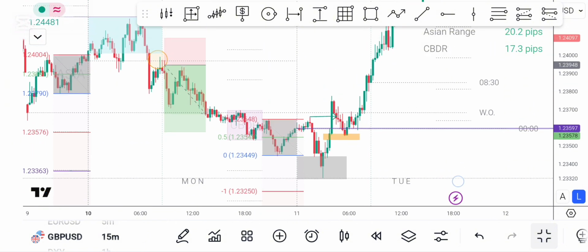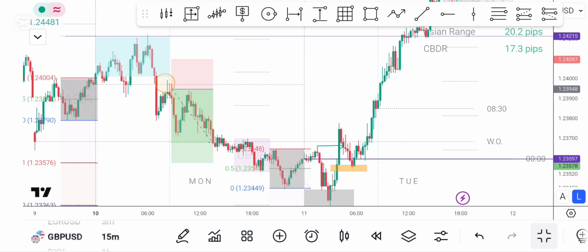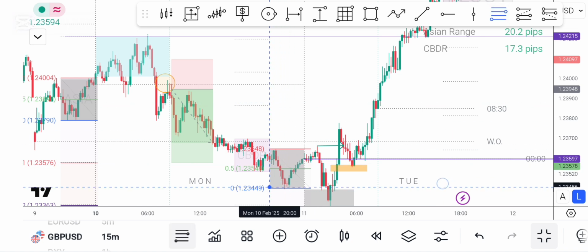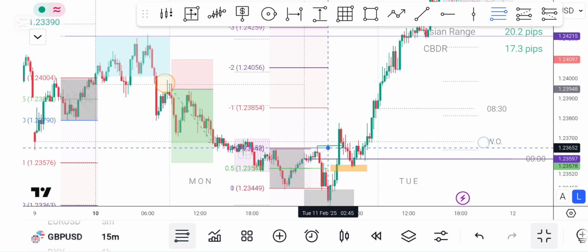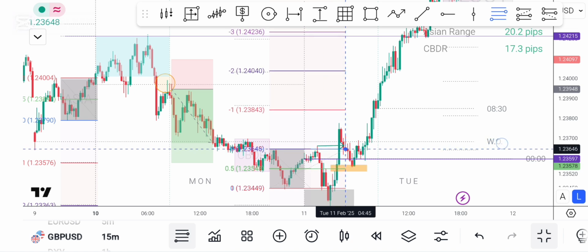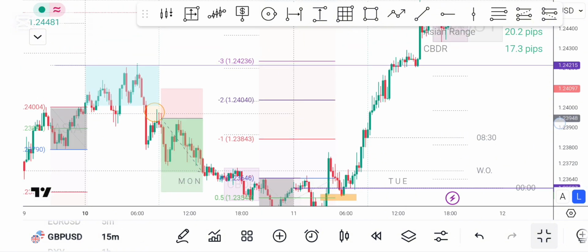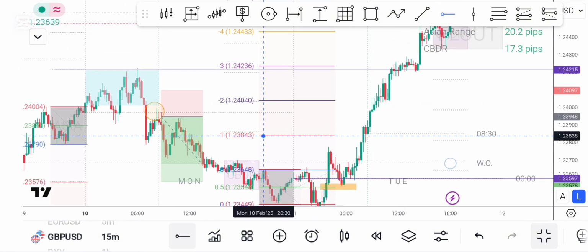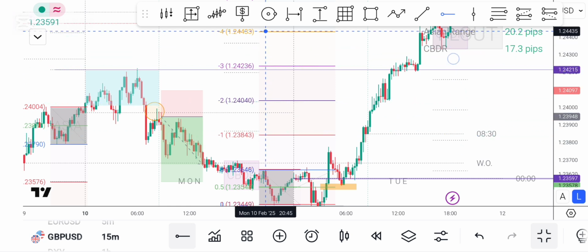Okay, so how far did it go higher? That is going to be our focus now. So we are going to use our Fibonacci tool again, and we are going to extend to see how far it went higher. This is an Asian range. We are going to extend it right over here to see how many standard deviations the market actually went on Tuesday. Okay, let us see this one. Asian range over here. 1 standard deviation, 2, 3, 4.